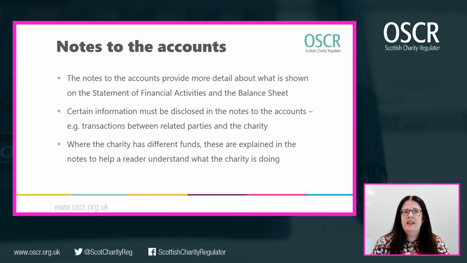Also, where the charity has different types of funds, these are explained in the notes to the accounts to help a reader really understand what the charity is doing. It's very common, for instance, when a charity has lots of different restricted funds, for there to be detailed explanation in the notes to the accounts about what each of those restricted funds is held for. This might explain where the money originally came from and what the charity is actually doing to make use of that money and what money it had in each of those restricted funds at the year end.